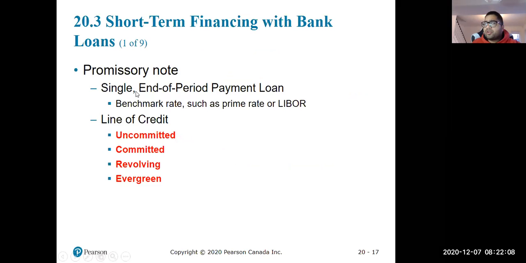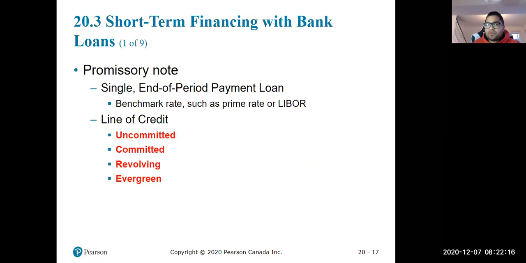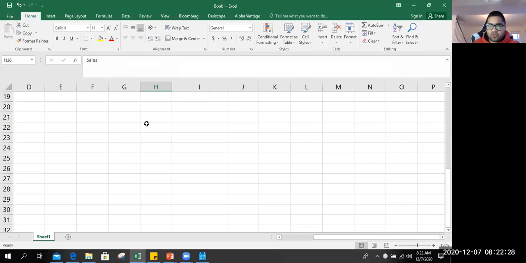Now, how do you borrow? If you have a deficit, if you need money, how do you borrow it? The first way of borrowing is financing with a bank. You can have a promissory note, a single end-of-the-period payment loan. I'll explain how that works.